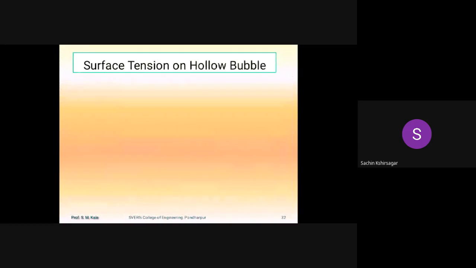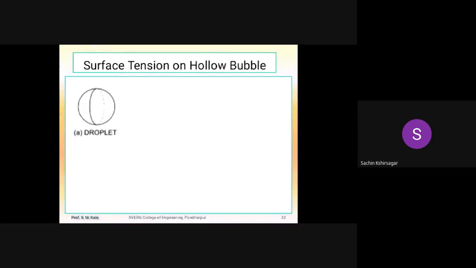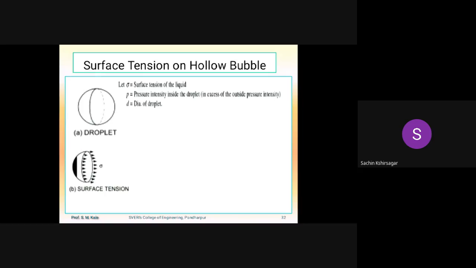So second one is the surface tension on the hollow bubble. We have considered the same liquid droplet, which is now hollow in shape. If I'm going to consider the surface tension, or the tensile force acting on that hollow bubble, as that liquid droplet has two interfaces of liquid and air, that means at the outer periphery there will be the liquid-air interface, and as that bubble is hollow, at the inner side of that bubble also there will be the liquid and air interface.